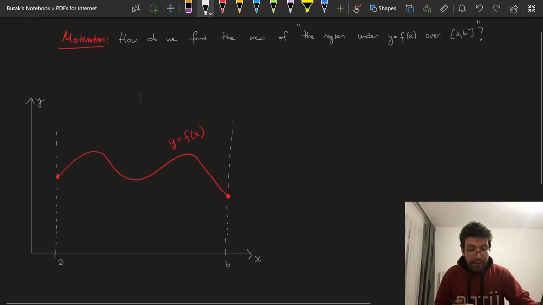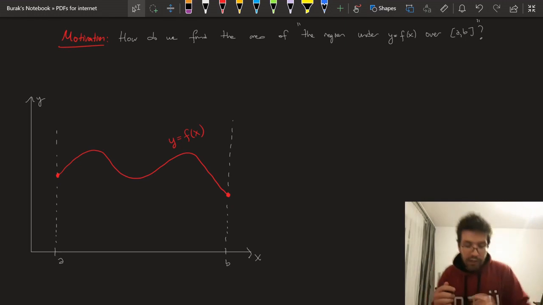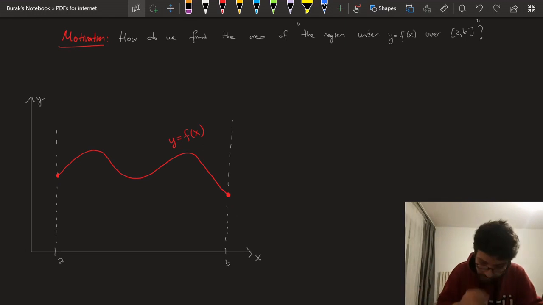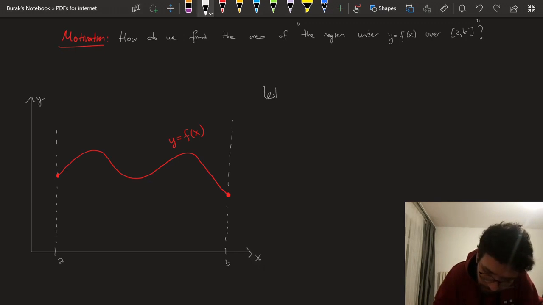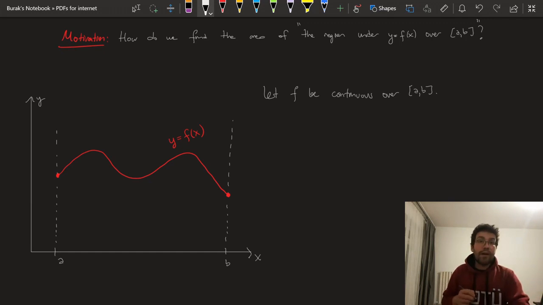And here's what we're going to do. So I'm going to suppose that I have a continuous function here. Let f be continuous over the interval AB. I'm going to explain why I'm assuming this at the moment. So as a starting point, I'm assuming that I have a continuous function on a closed and bounded interval like this AB.